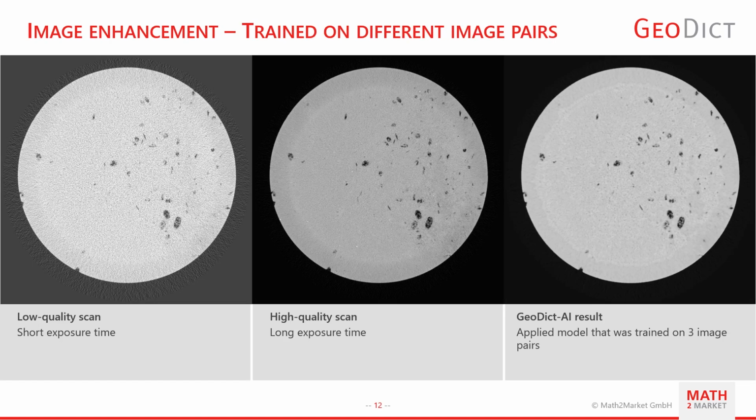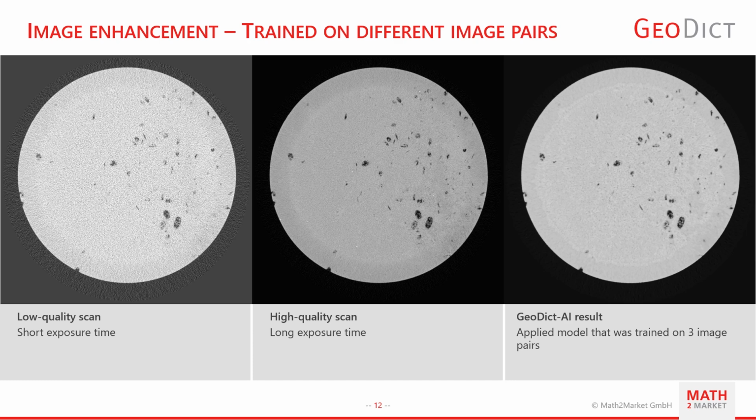Of course, only using the data you've trained your AI model on for the application of your AI model is a bit of cheating. So we also had a study where we did not train the AI on the same model we applied it on. So this can be seen here. We have on the left side the low quality scan, in the middle the high quality scan, and on the right side the result of the GeoDict AI model that was not trained on this sample.